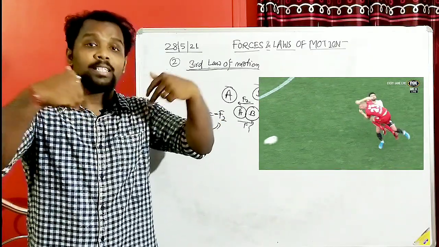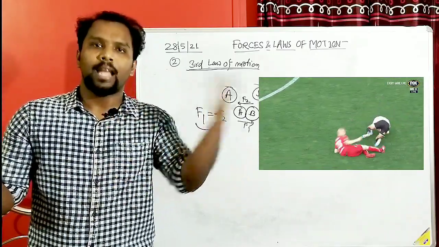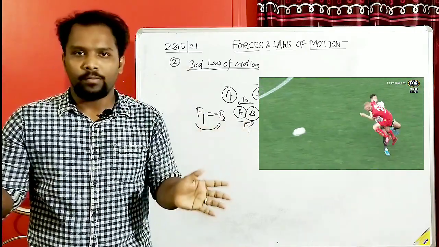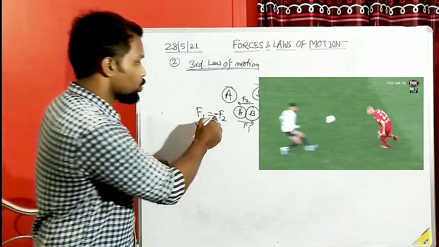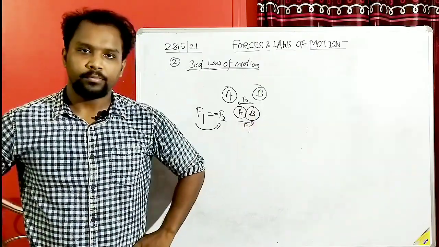But once they collide, they will separate in different directions. One may go to the right side, the other to the left side. So what we can say is there is direction, that means there is a negative sign, but with an equal amount of force. One example you have got.